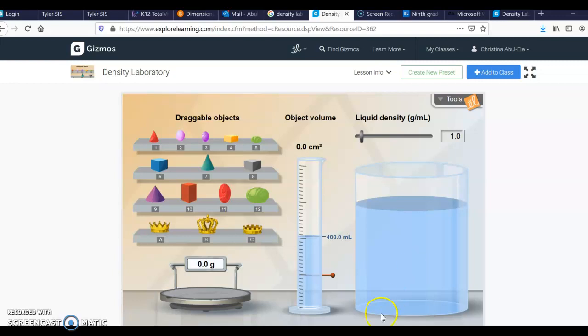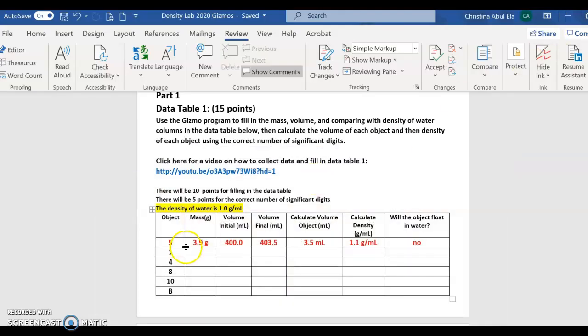All right, so let me go back to the lab document real quick. And you can see I plugged in all this information. So the mass, I had 3.9 grams, my initial volume, my final volume. And so now I subtract these two numbers to get the volume of my object. The density is 3.9 divided by 3.5, right? Mass per volume. And so I get 1.1 grams per milliliter.